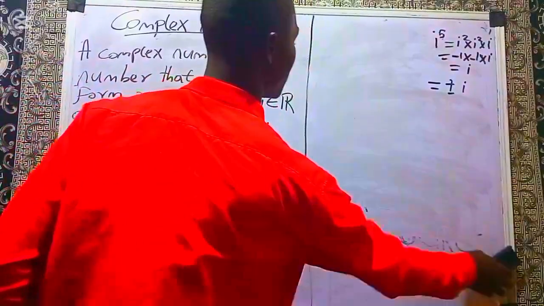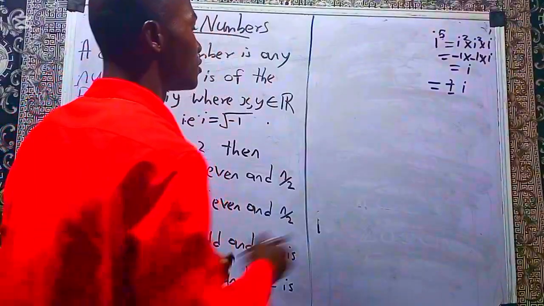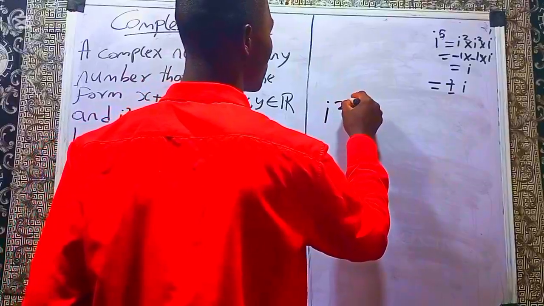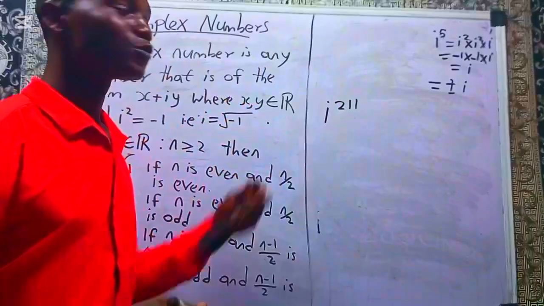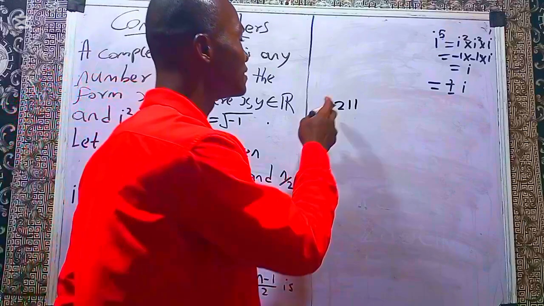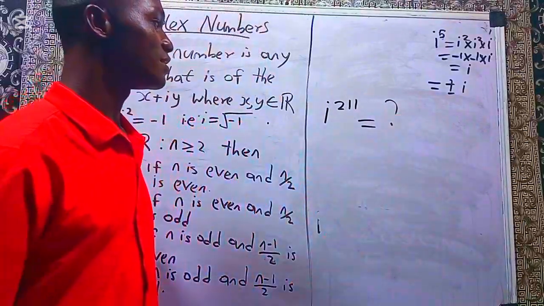For instance, now you are told to find the equivalent of, let me say, i raised to the power 211. I want to get the equivalent of this i raised to the power 211. How do I get this? It will be equal to what? How do we get it?